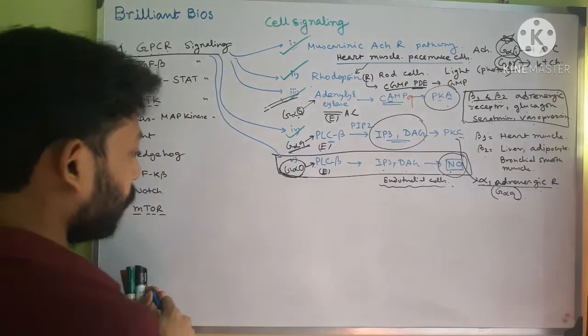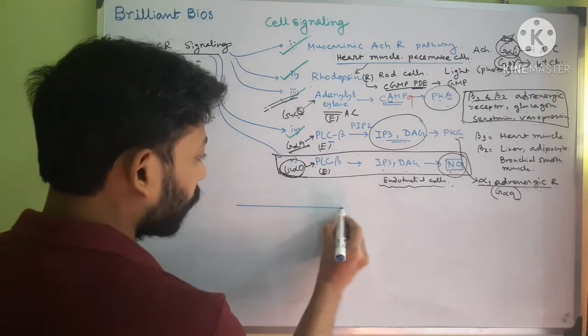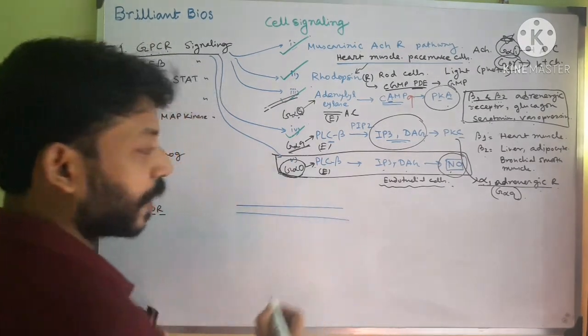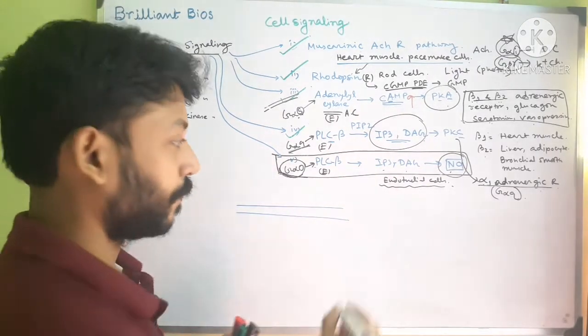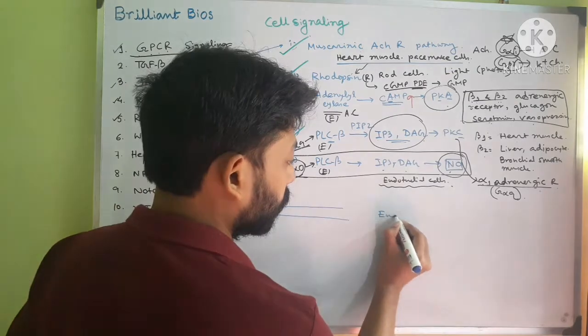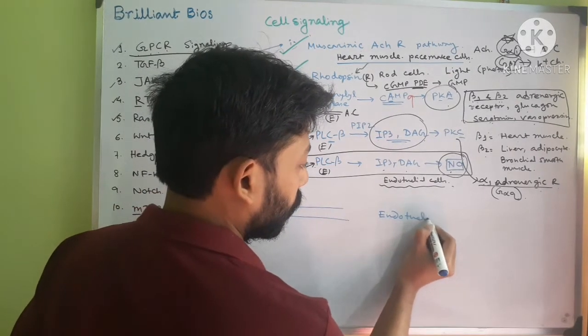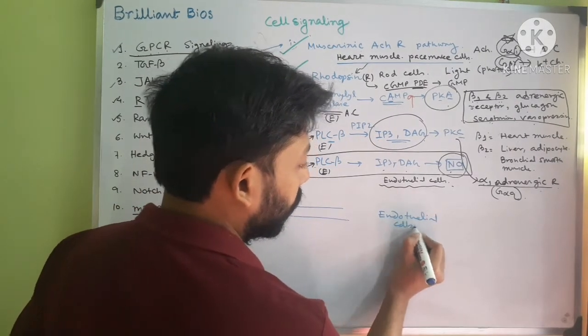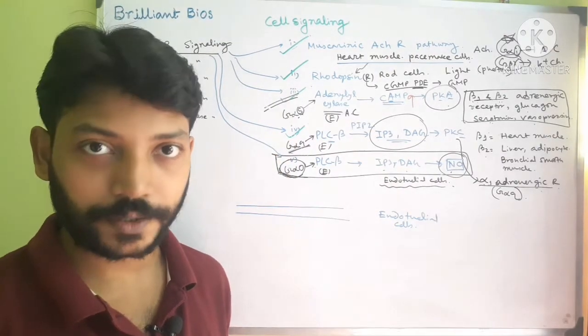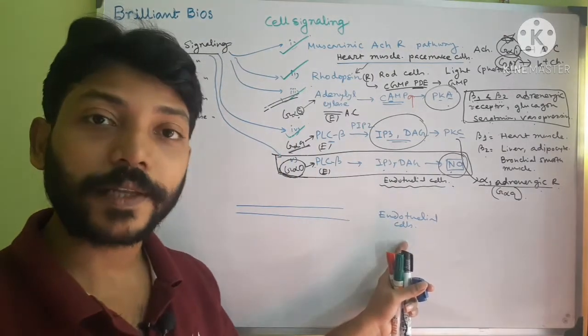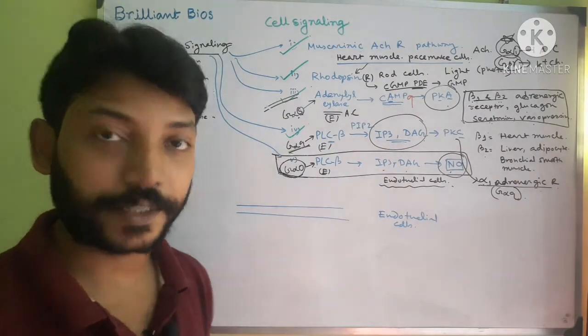Let's suppose this is a plasma membrane. Specifically I want to mention here that this pathway actually occurs in endothelial cells, that line the blood vessels. It could be arterioles or veins, but these are the endothelial cells that actually line the blood vessels.